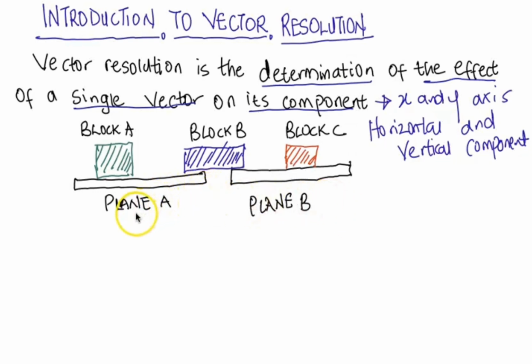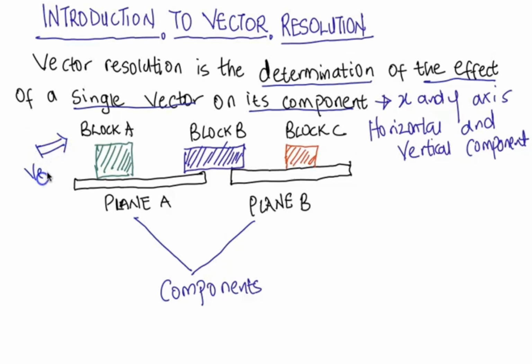Let's say we have two planes, plane A and plane B. This plane here represents the component we are talking about, either the x or the y component. So the blocks we have resting on these planes are the vectors. We are going to look at each block. We will start with block A. Block A is only resting on plane A, meaning block A has an effect on plane A, but it has no effect on plane B.